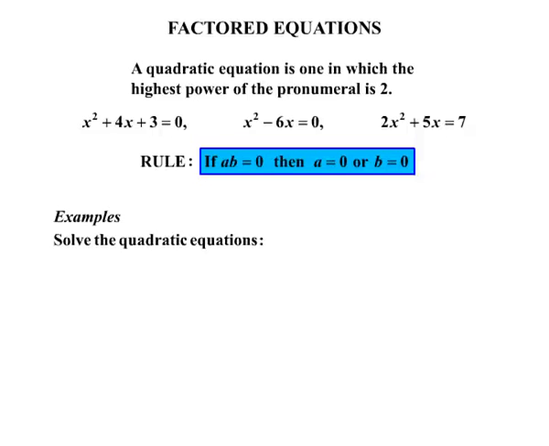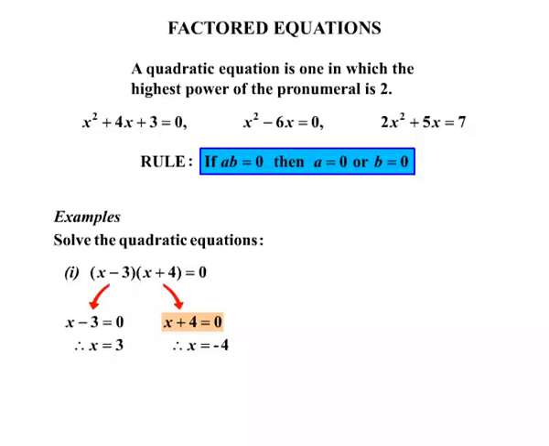We're asked to solve the quadratic equations. In the first instance, x minus 3 times x plus 4 equals 0. Well, there's two factors, x minus 3 and x plus 4. They're multiplying to give 0. So we can look at the first factor, set that equal to 0. And the second factor, we write that equal to 0. So we have two equations there. The first equation, x minus 3 equals 0. We'll take the minus 3 across, and therefore x equals positive 3. x plus 4 equals 0. The other equation, take the plus 4 over, becomes minus 4. So therefore, x equals negative 4.